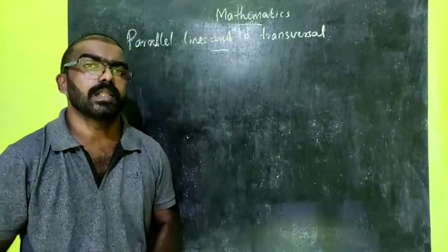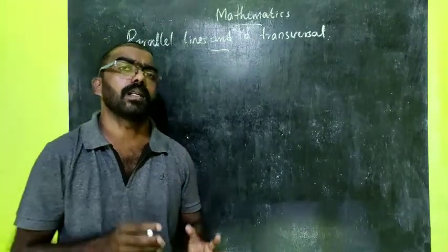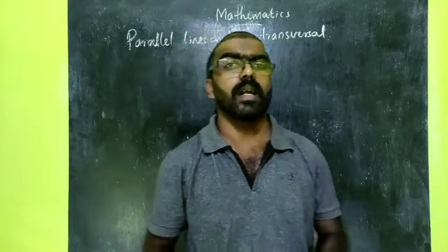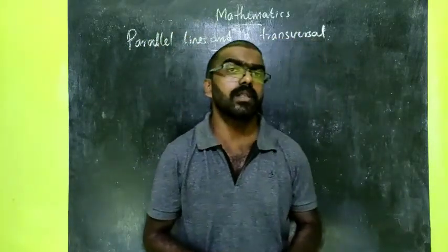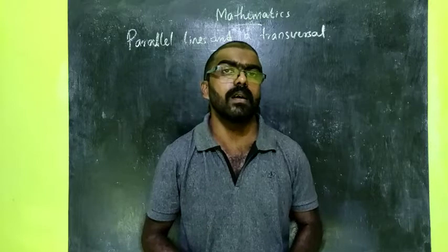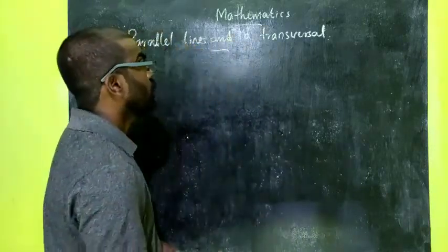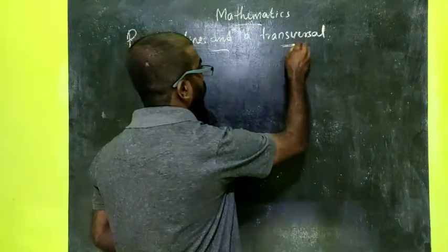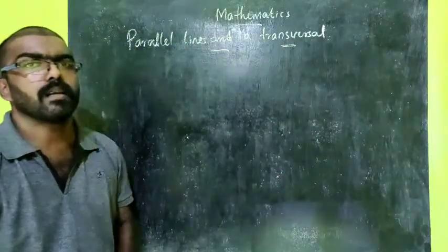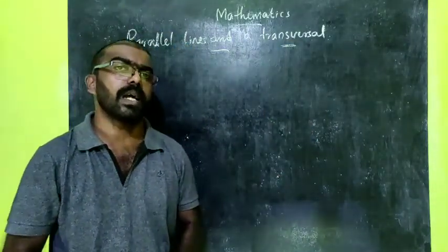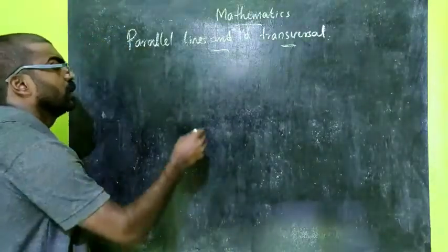We have already discussed what parallel lines are. Parallel lines means never intersecting lines. The lines which do not intersect each other are called what? Parallel lines. And here a new term, transversal. A transversal is a line which intersects two or more lines at distinct points.